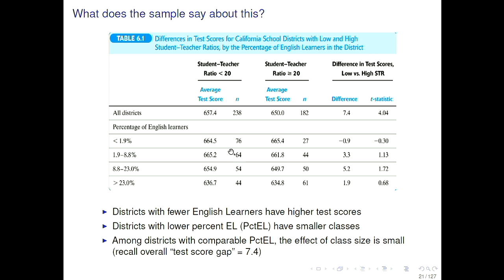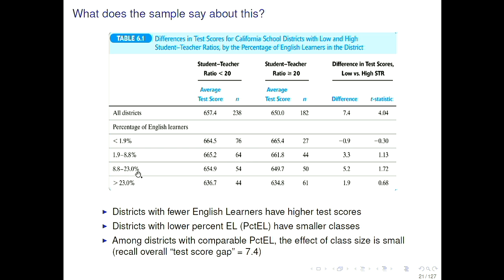Okay, so we have 76. So the first category, we have 76 districts of small class size, and 27, right? So for the first category, the ratio of districts with small class size is way bigger than the other case. For the second category, this ratio is still bigger, but not as much, but still bigger.